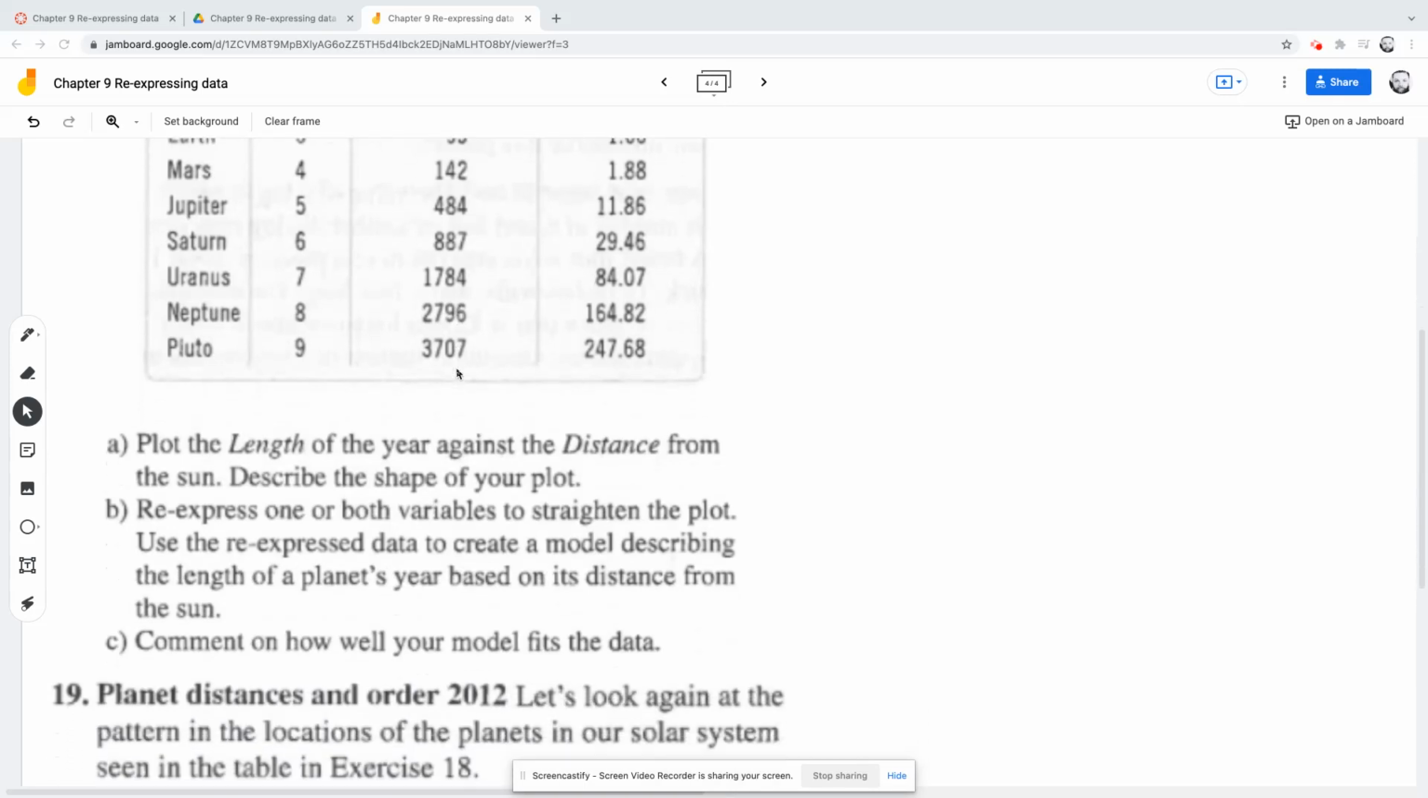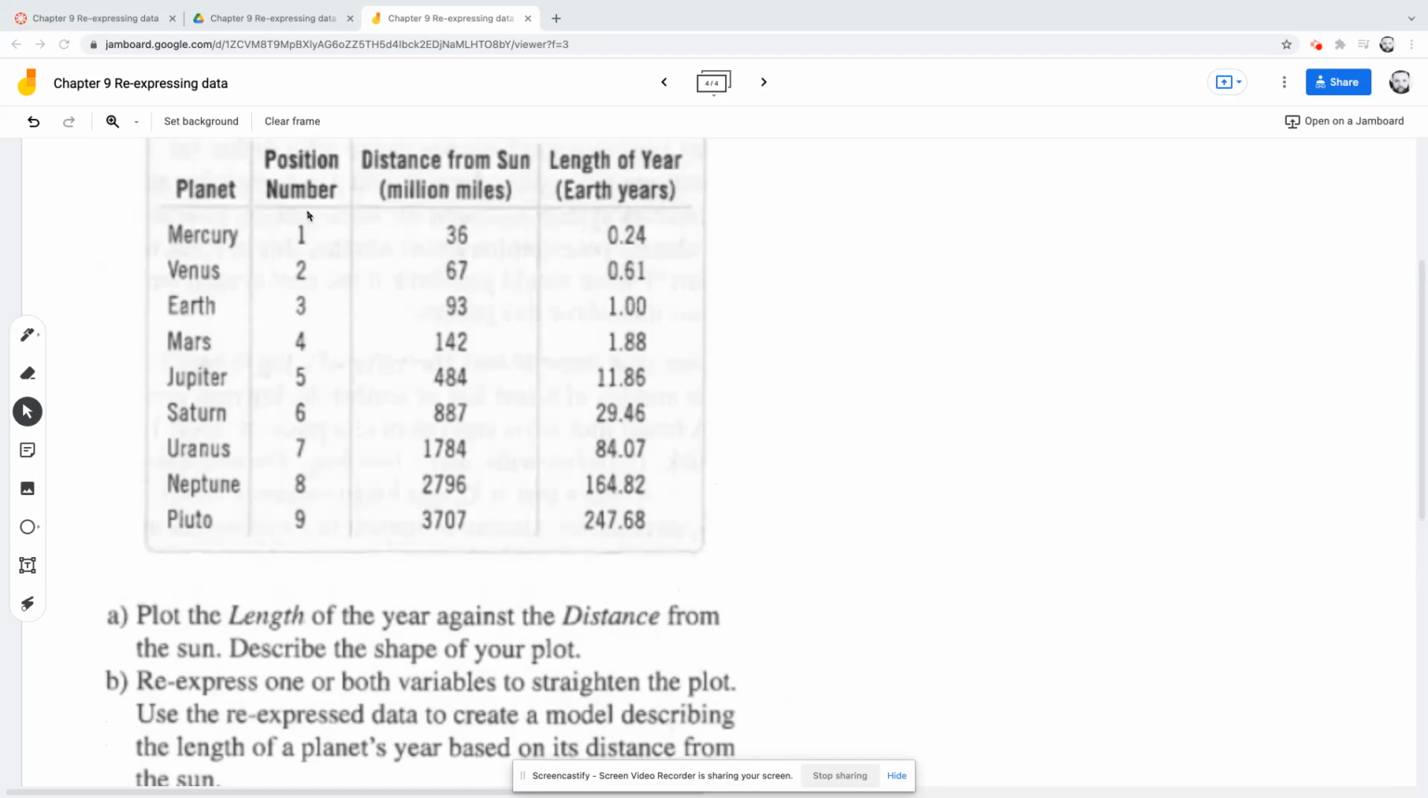In problem 18, it says plot the length of the year. But basically, we're going to compare the position number to the distance, and then see if there's a linear model, and go from there. So the association between the planetary position and the distance from the sun can be strong, positive, and curved. If we were to plot this data, I'll just take a little photo of it.